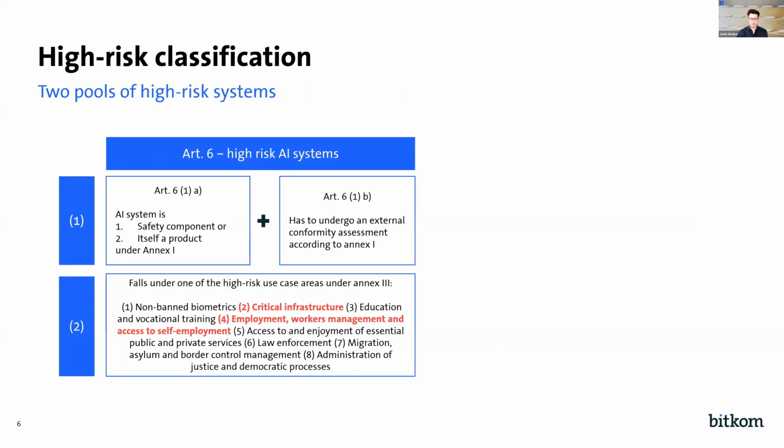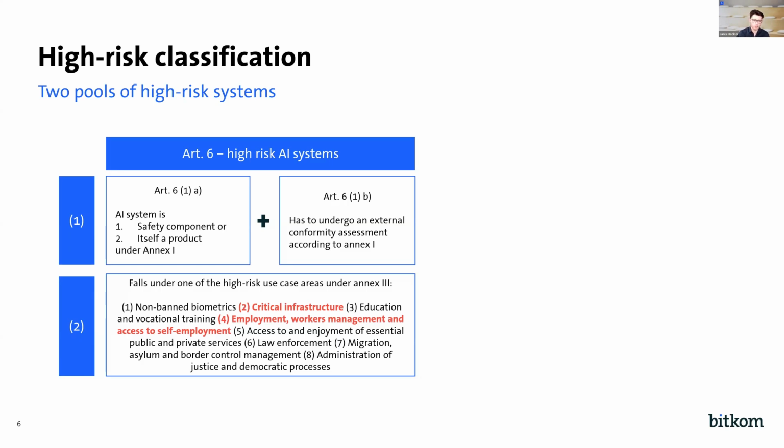Having said that, I want to get a little bit deeper into really what counts as a high-risk system. So here the AI Act actually has two different pools of high-risk systems. The first one is the systems that are basically already regulated under an existing new legislative framework act, for example, in the machinery or the medical device area.